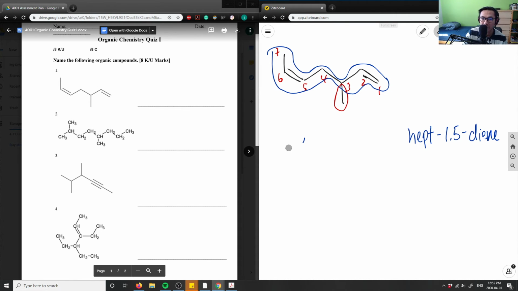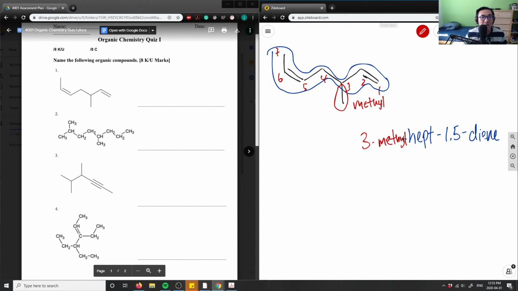So that was a little bit confusing. That's why I saved this one for last. So this is hept-1,5-diene, and that's my main chain. And then my side chain here is a 1 carbon, which is a methyl group on 3, right? So this is a 3-methyl. So 3-methylhept-1,5-diene.